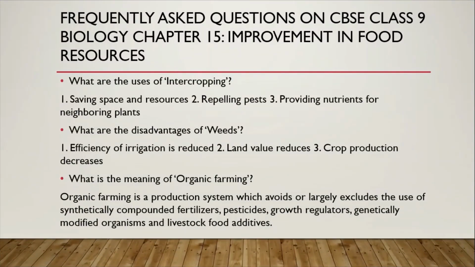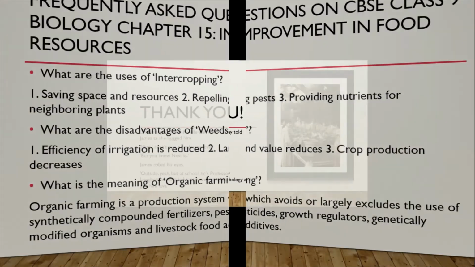Now we will see some frequently asked questions on this chapter. What are the uses of intercropping? Saving space and resources, repelling pests, providing nutrients for neighboring plants. Disadvantages of weeds: efficiency of irrigation is reduced, land value reduces, crop production decreases. Meaning of organic farming: organic farming is a production system which avoids or largely excludes the use of synthetically compounded fertilizers, pesticides, growth regulators, genetically modified organisms, and livestock feed additives.